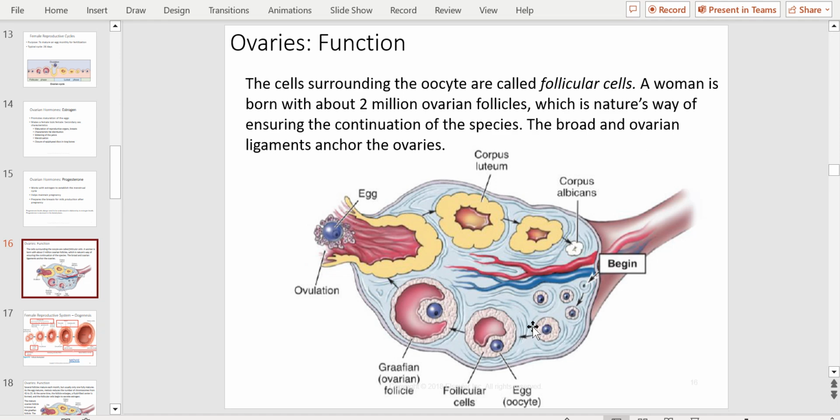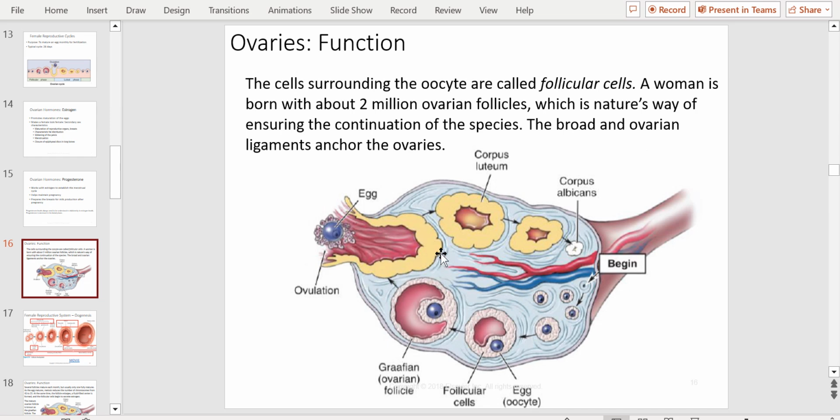And you'll see what's going on here. There are those follicular cells. And you'll see how the antrum here expands. Turns into a Graafian follicle. And then eventually, boom, the egg comes out. Down. And you see it gets swept up by the fimbriae that are up here and into the fallopian tube. Here we have the corpus luteum, though.